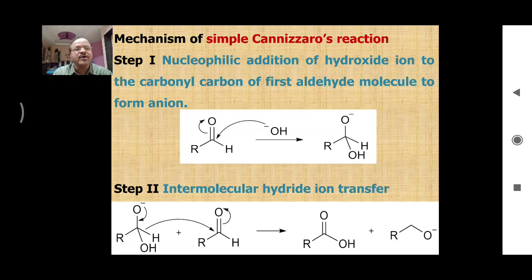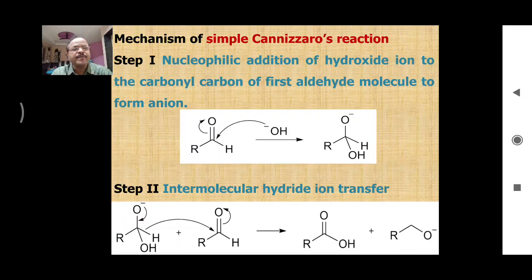The steps involved in the mechanism are: step number 1, nucleophilic addition of hydroxide ion to the carbonyl carbon of the first aldehyde molecule to form an anion. So this is the aldehyde molecule, we are showing the general structure of an aldehyde. As we know, the carbonyl carbon is electron deficient, it carries positive charge. OH minus will form the bond with this C plus, and there is formation of this C-OH bond. So this anion is obtained.